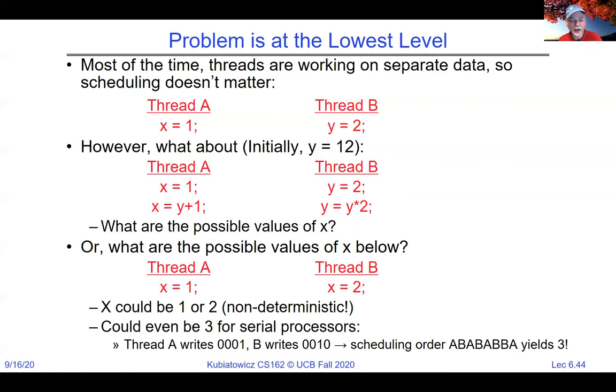Thread A stores x equal 1 and B stores x equal 2. If we assume that loads and stores are atomic, then x could be either 1 or 2 non-deterministically. I suppose if you had some sort of weird serial processor, you might even get 3 out of this, where A is writing 0001 and B is writing 0010 and they get interleaved and you get 3. That's one you don't have to worry about.